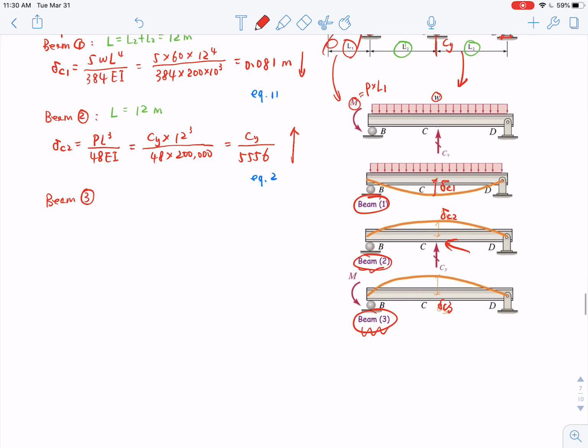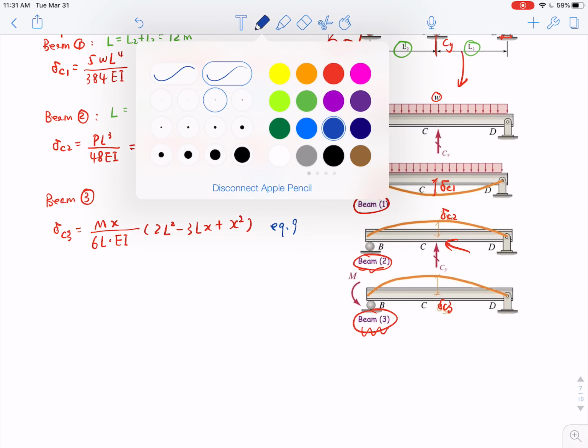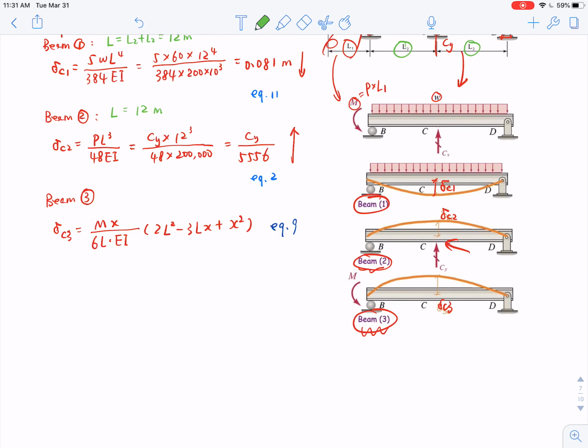Delta C3 equals Mx over 6LEI times (2L squared minus 3Lx plus x squared). Okay, this is our equation 9. Here we need to analyze the values in this equation.